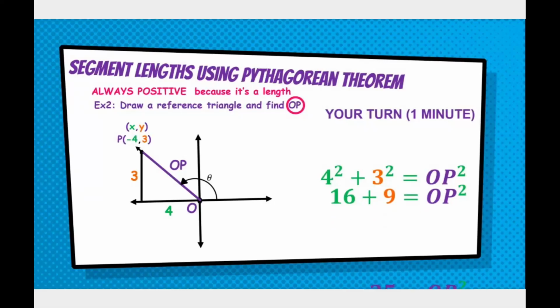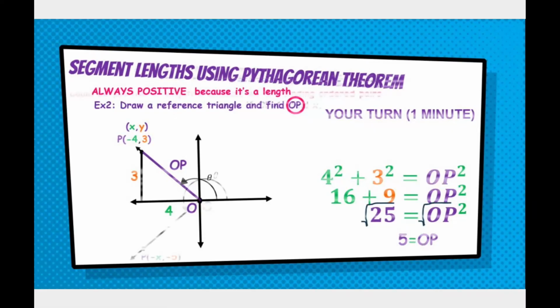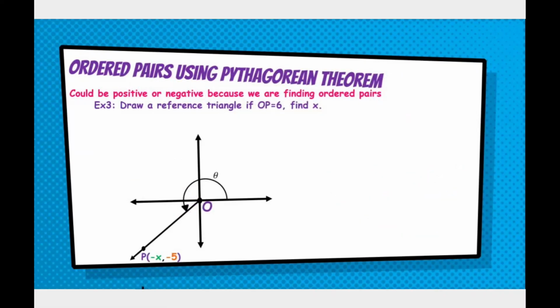4 squared plus 3 squared gives us 16 plus 9, which is 25. If I take the square root of that, I get 5. So that hypotenuse for that example is just 5.